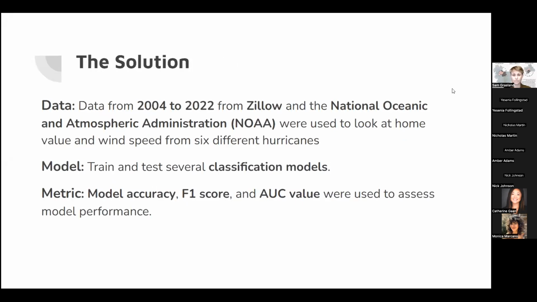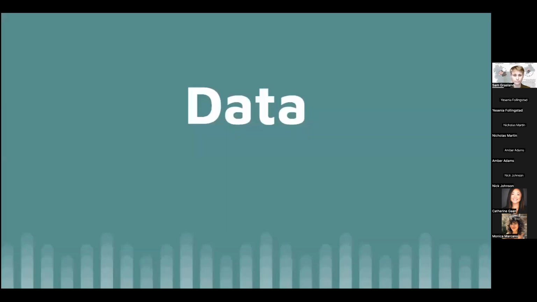So the solution I proposed was to use data from Zillow and the National Oceanic and Atmospheric Administration, which I'm going to refer to as NOAA, to look at home value and wind speed from 6 different hurricanes. And this data ranged from 2004 to 2022. So I modeled this data, I trained it, and I tested on several different classification models. And I used model accuracy, F1 score, and AUC value as metrics to assess how well my models were performing.